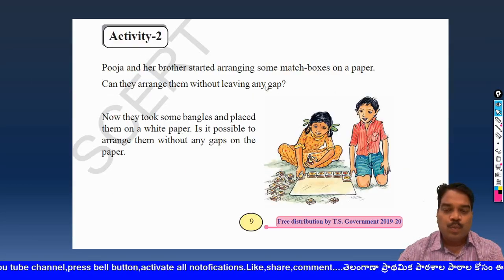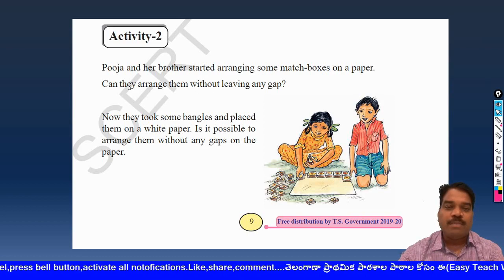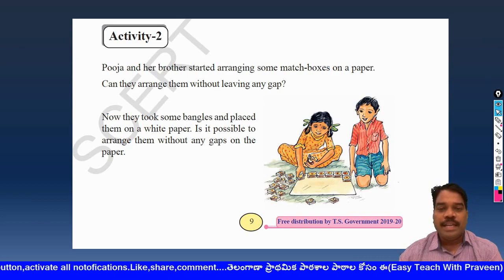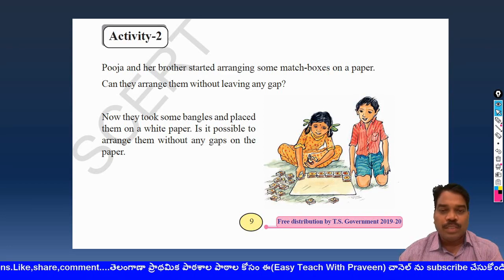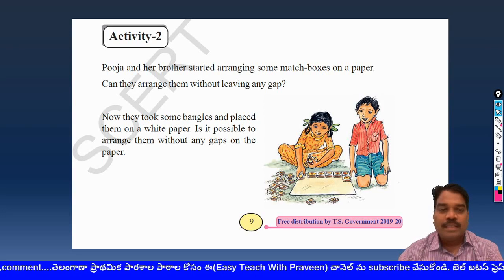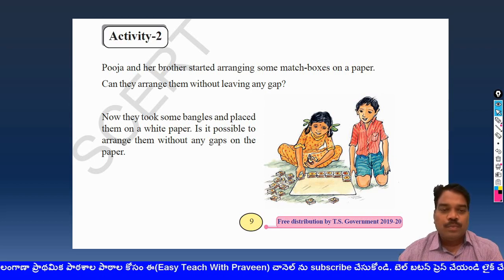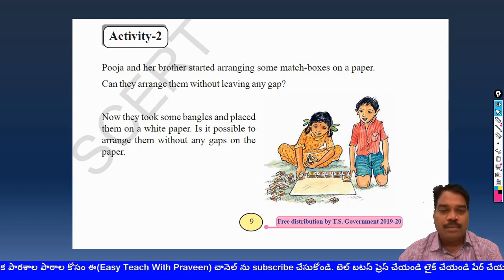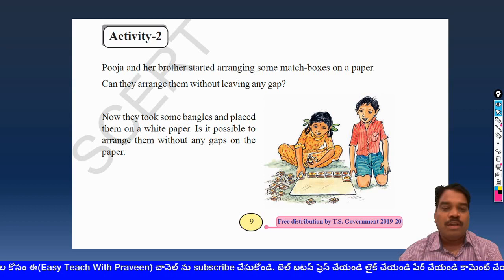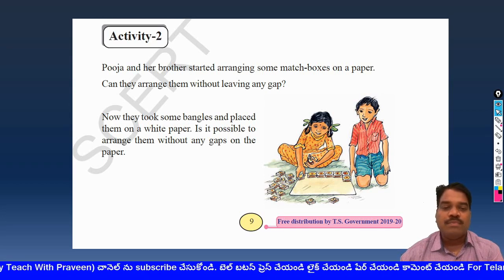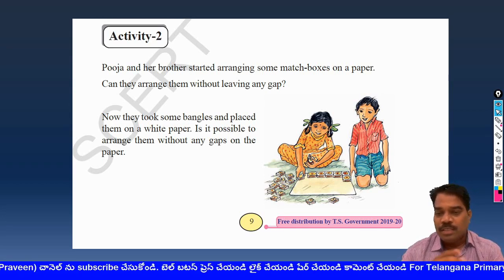Right, now let us move on to the next activity. Pooja and her brother started arranging some match boxes on the paper. Can they arrange them without leaving any gap? Now they took some bangles and placed them on a white paper. Is it possible to arrange them without any gaps on the paper? So these are 2 activities.